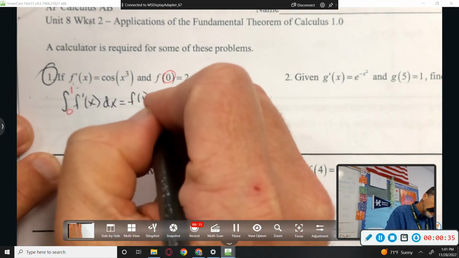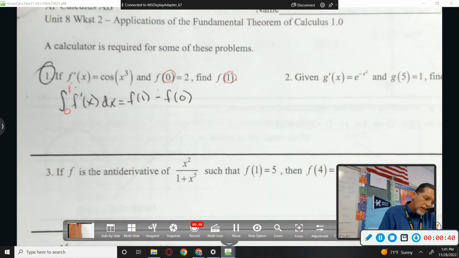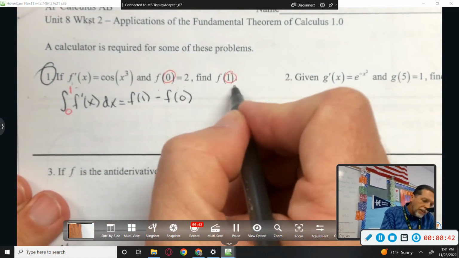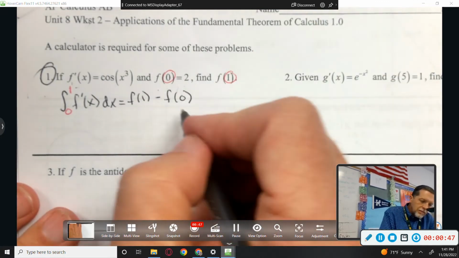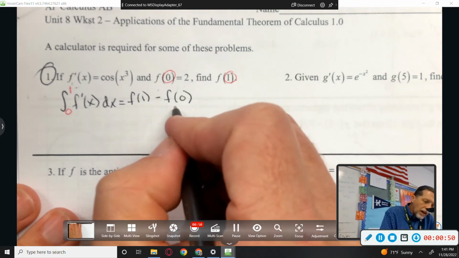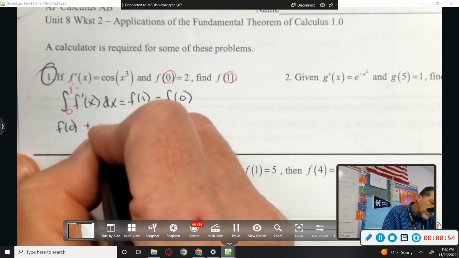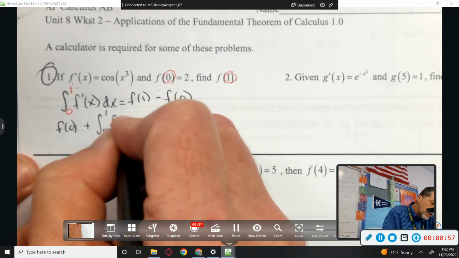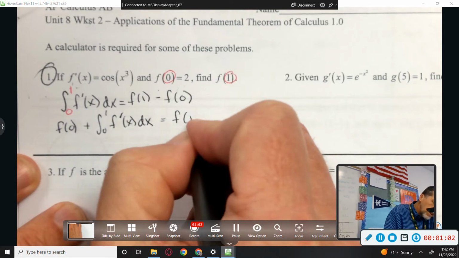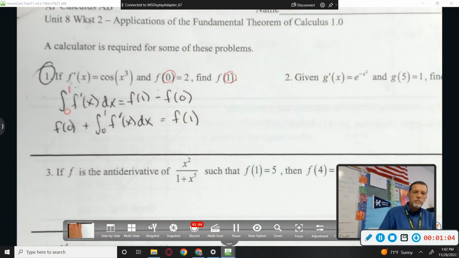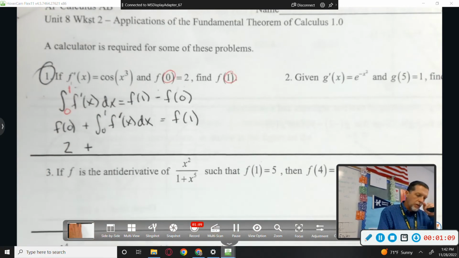That would be f of 1 minus f of 0. I'm trying to think, do I want to go to the calculator first, or do I want to do algebra first? It doesn't really matter. I'm going to add f of 0 to the other side. So f of 0 plus the integral from 0 to 1 of f prime of x dx equals f of 1. f of 0 is 2. They gave me that one.